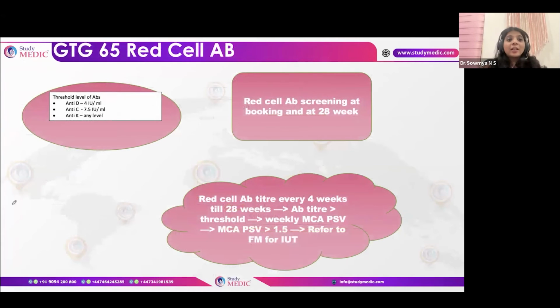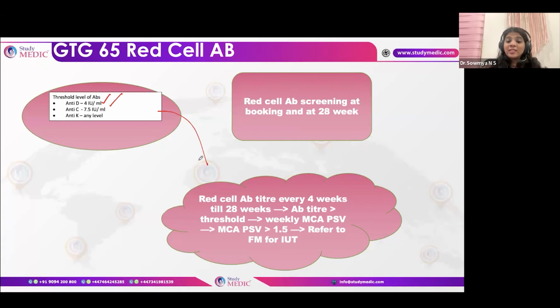Red cell antibodies, the cutoffs, guys. Anti-D, see, ideally none of these red cell antibodies should be noted. If it is seen, these are the threshold levels for referral. Anti-D is 4, anti-C is 7.5, anti-K, if you see at any level, because it causes fetal anemia, you have to be sending. And generally red cell antibody testing is done at booking and again at 28 weeks.